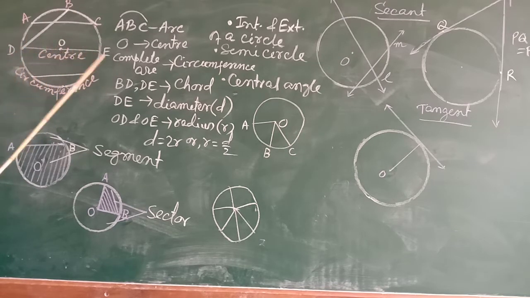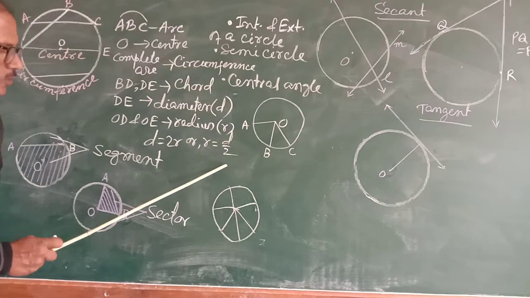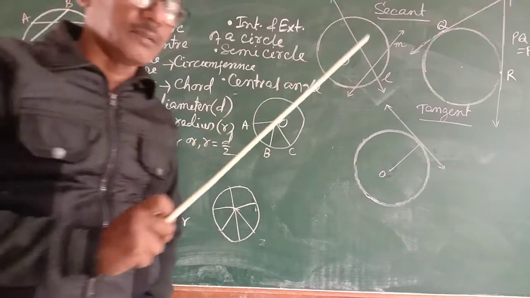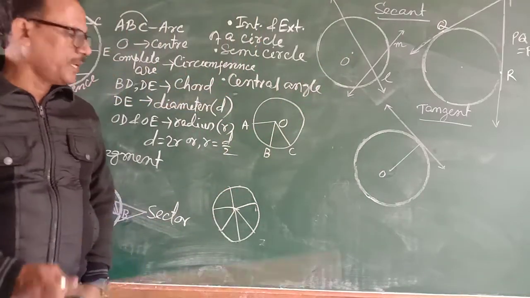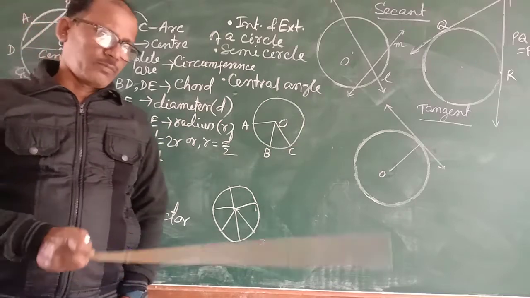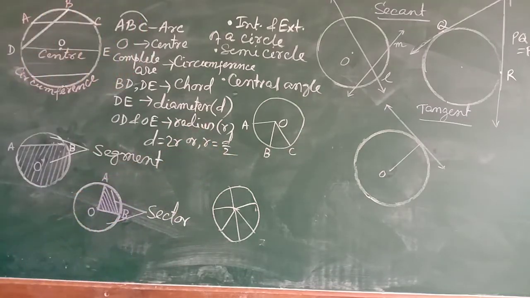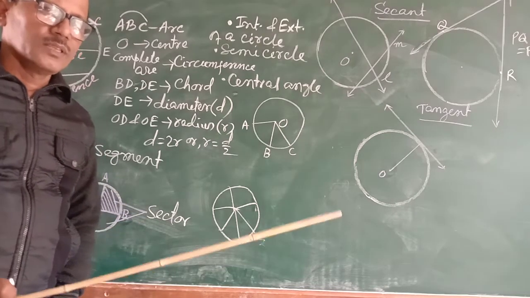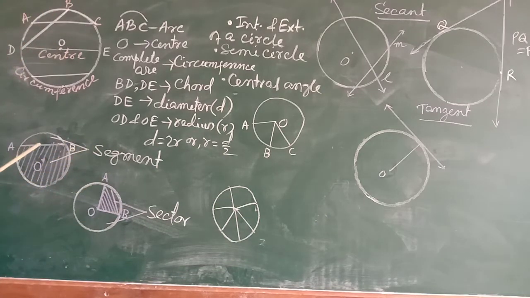See, here DE is equal to DO plus OE. So we can conclude that diameter is equal to 2r, or r is equal to d by 2. So radius is equal to diameter divided by 2, and diameter is equal to 2 times radius. That is one conclusion. Now we learn about the segment and sector. A part of a circle can be called a segment when it is divided by a chord.